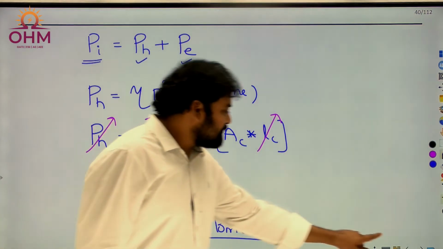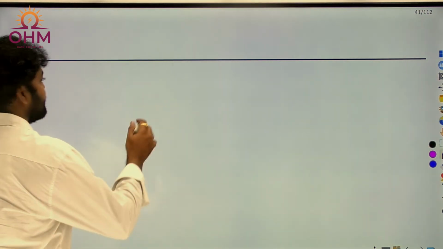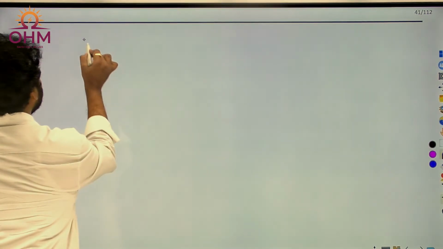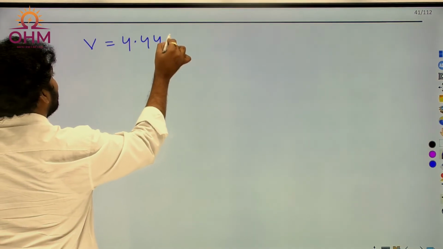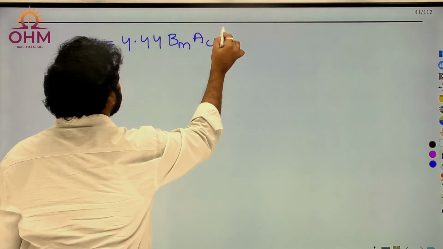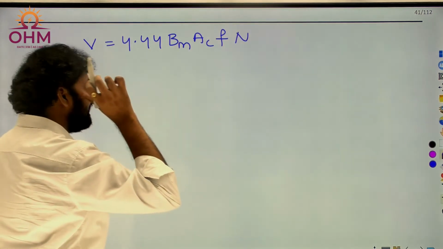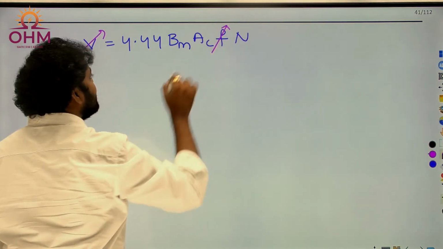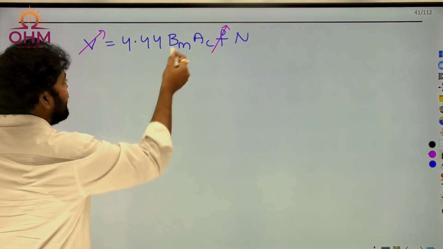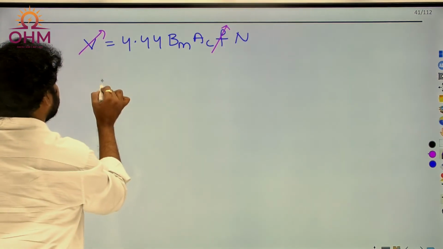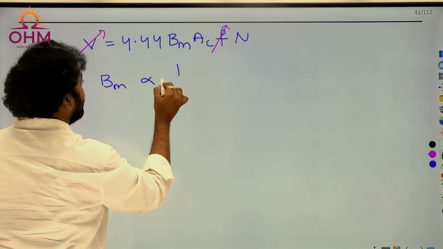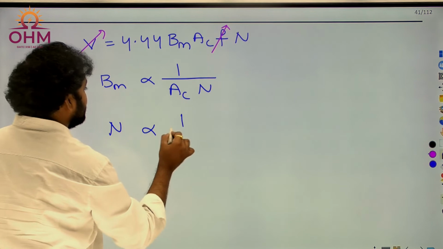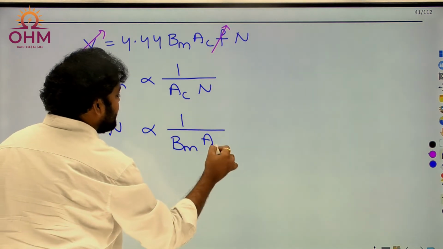Alright. And Bm you can find out from voltage equation of the transformer. What is voltage equation of the transformer? EMF equation is equal to 4.44 into Bm into cross-sectional area into frequency into number of turns. And in the given question, voltage is a constant value, frequency is a constant value, yes or not? And what is the relation now? Bm is proportional to 1 by area into number of turns. From this, number of turns is proportional to 1 by Bm into area.